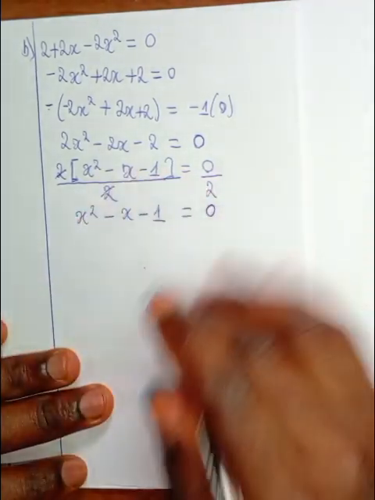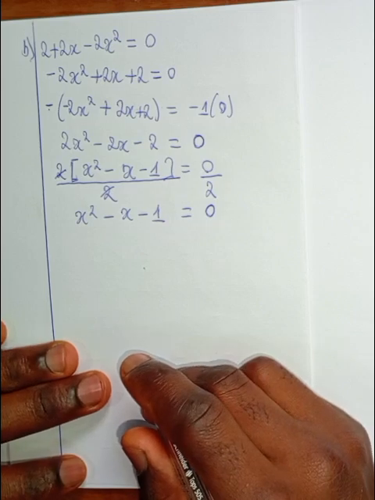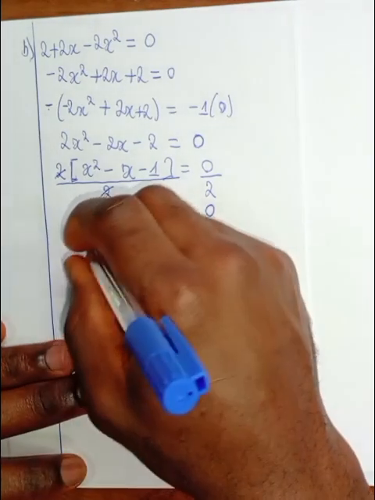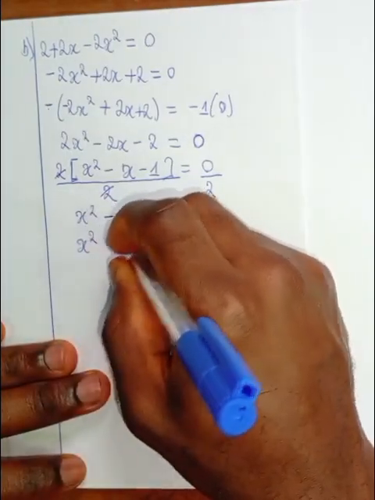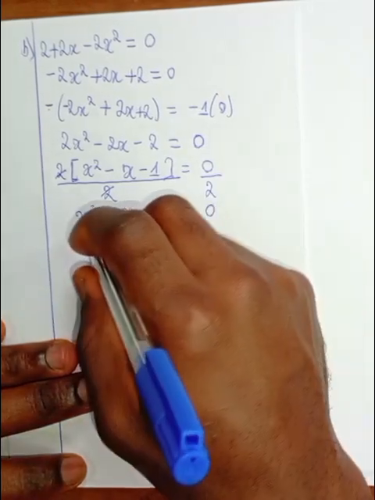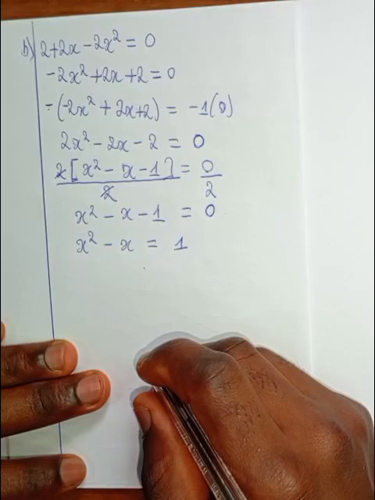Now we can solve our quadratic equation. We are going to solve this one by the method of completing the square. First step, our coefficient of x squared is already 1. So we are going to send the constant term to the right hand side. This will give us x squared minus x is equal to 1.